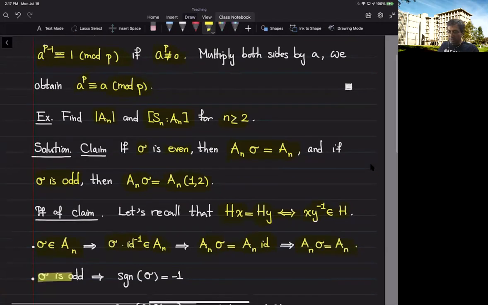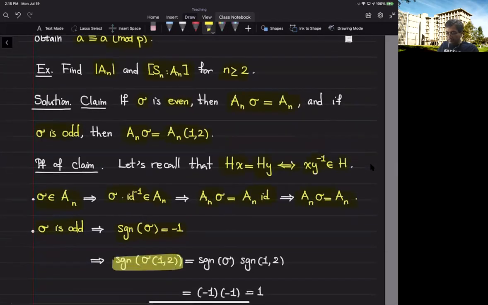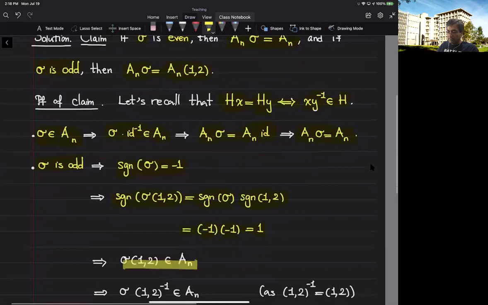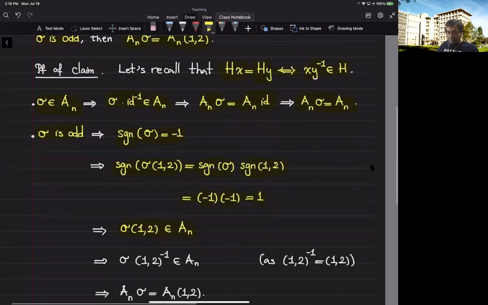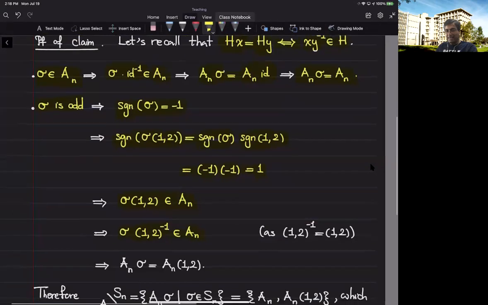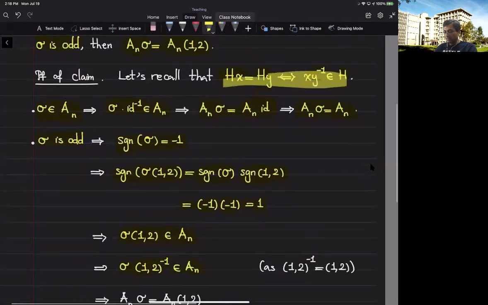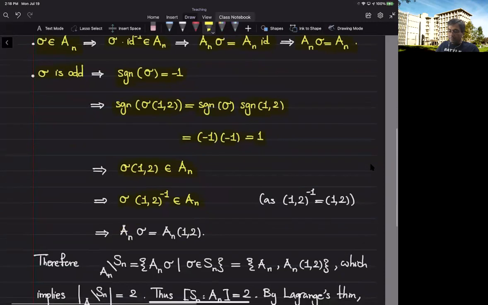Now if sigma is odd, the sign of sigma is -1, therefore the sign of sigma times this transposition is the sign of sigma times the sign of the transposition, -1 times -1, which gives 1. That means that this product is inside A_n, and therefore, remember, every transposition is its own inverse, so this times the inverse of this transposition is inside A_n. Again, using this criterion, we deduce that the coset given by sigma and the coset given by the transposition (1 2) are the same.